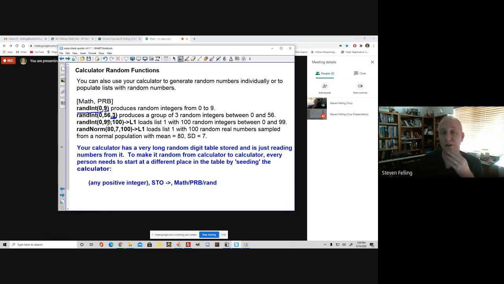You can even do stuff like this. You can say random integer from 0 to 99, 100, and then press the store key and store that into a list. And then it'll load a list with all 100 values randomly selected between 0 and 99.